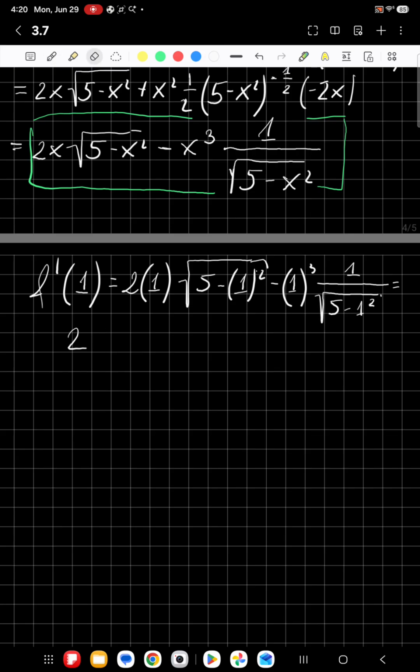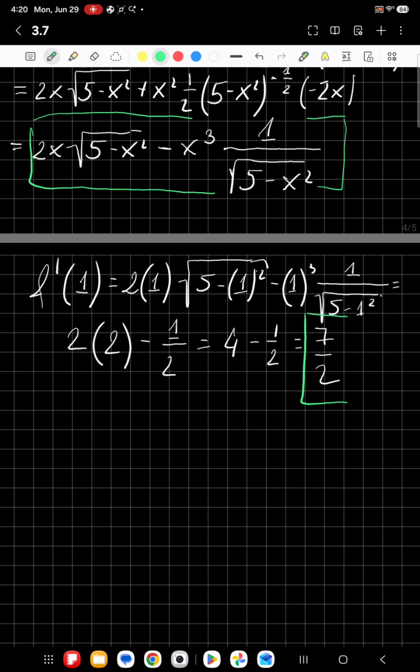2 times 1, and then we have, I'm looking at this, what is that? Looks like 5 minus 1, so square root of 4 is 2, so 2 times 2, and then we have minus 1. So I'm looking at this thing, 1 over square root of 4, so that's also 2, so it's going to be 1 over 2, so 4 minus half, that's 7 over 2. Okay, so this is our final answer.